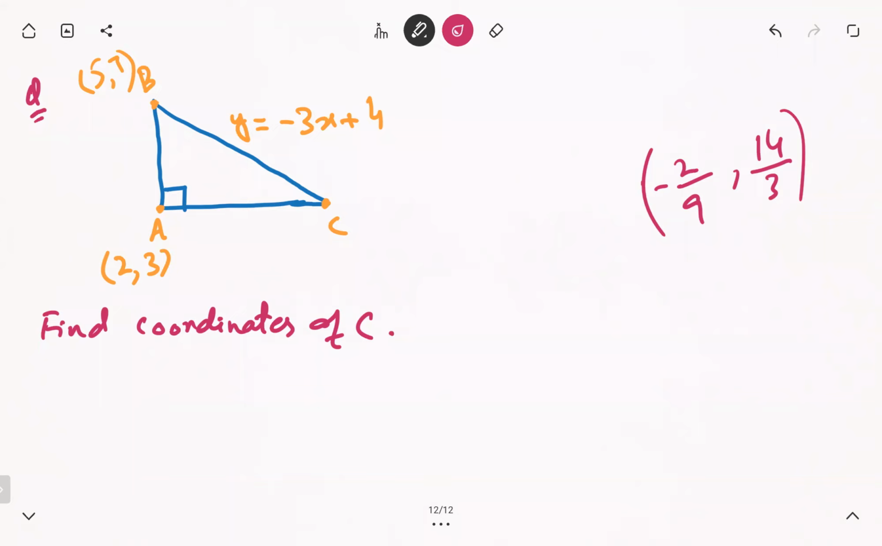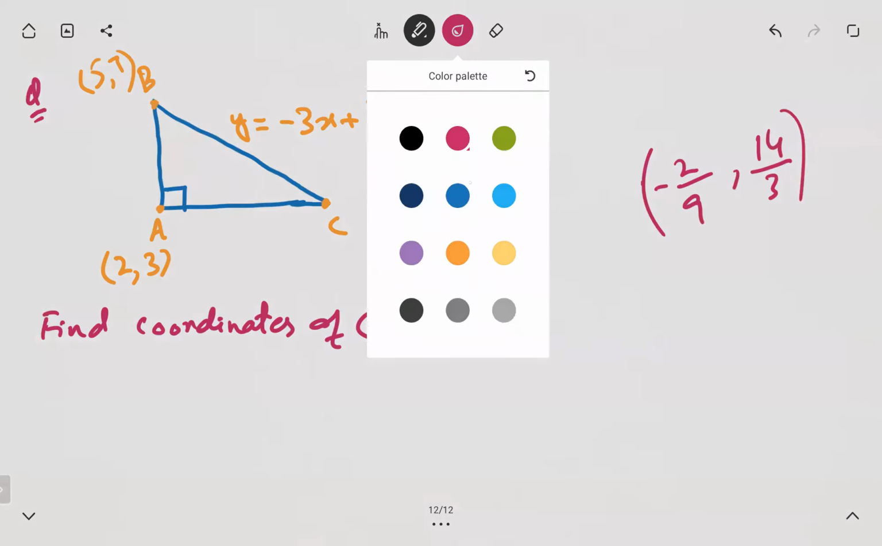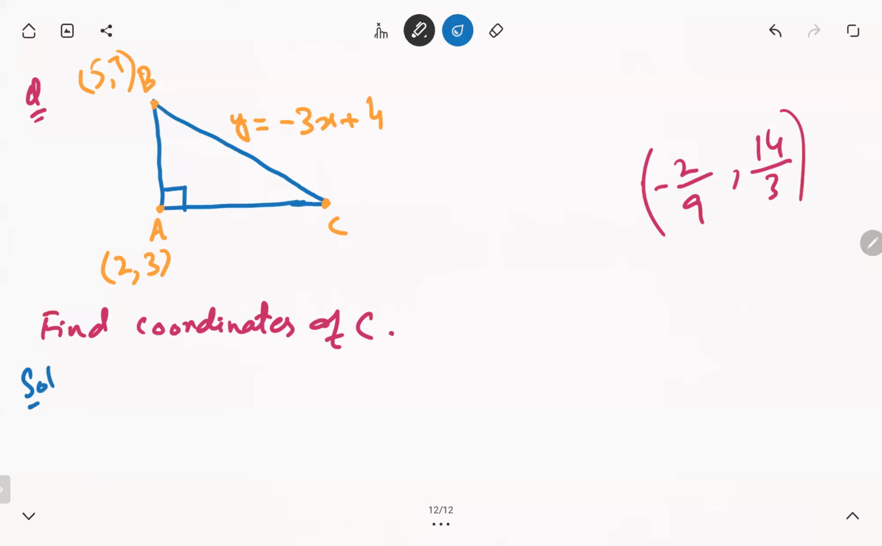Who wants me to solve this question? Should I do it here? Okay, I'm going to attempt this question here क्योंकि a bit calculation थोड़ी सी शायद मुश्किल है. Okay, first of all we'll find the gradient of AB. I hope वो तो find हो गया होगा. 7 minus 3 over 5 minus 2, which is 4 over 3. That's the gradient of AB.